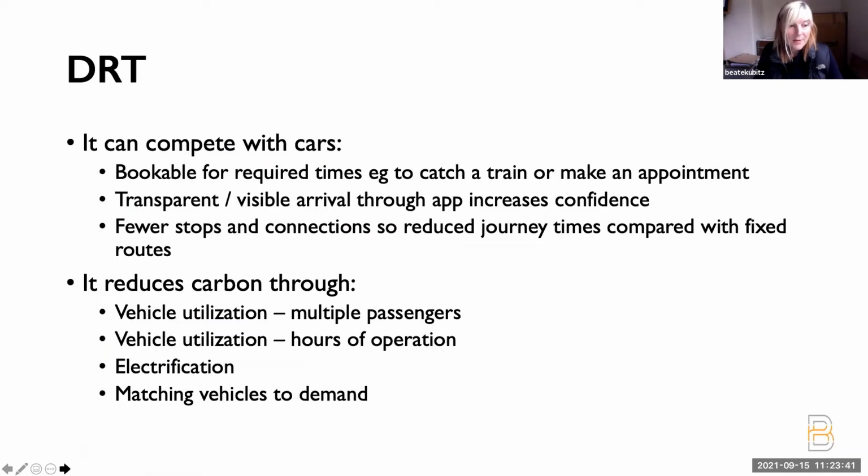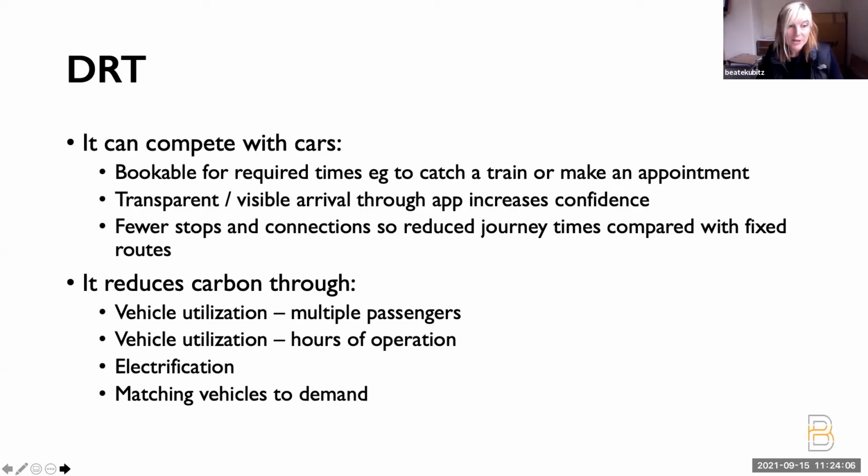Climate change will create a much greater disaster than worrying too much about how much a DRT is going to cost. I think that in summary, because demand responsive transport gives you an experience that will compete with car travel, that people can be confident in it, that it has fewer stops and connections. It's a tool that we can use to change behaviour.